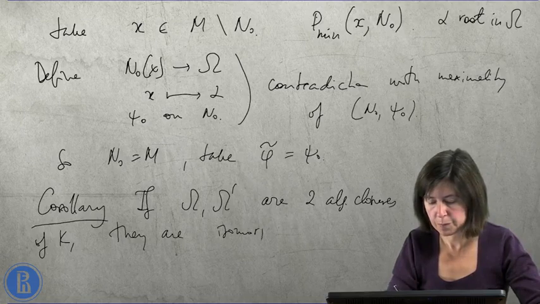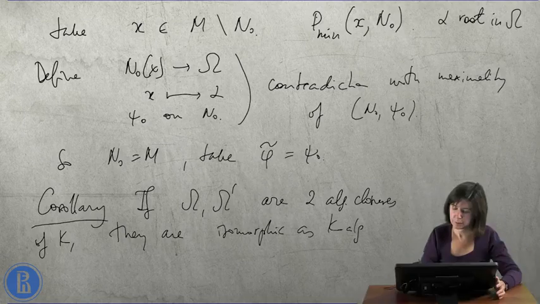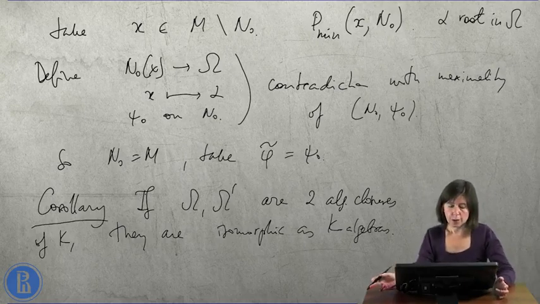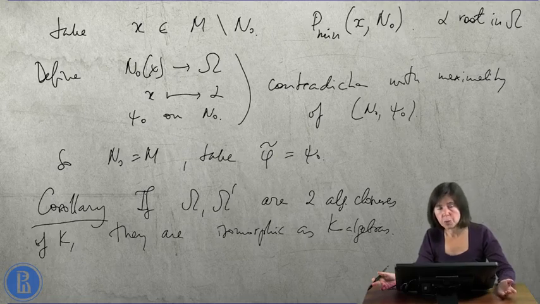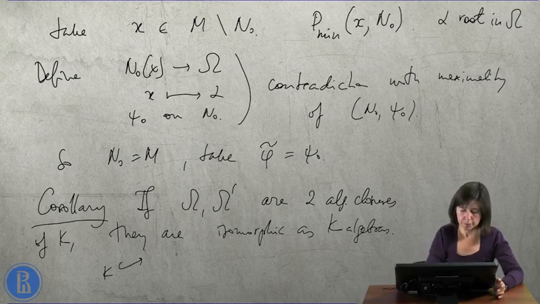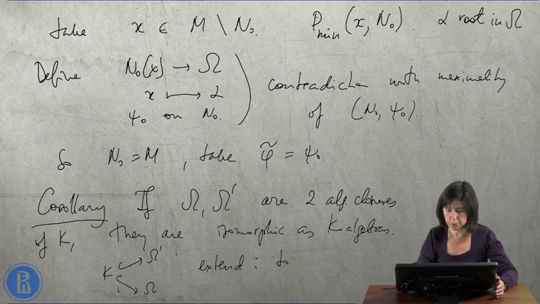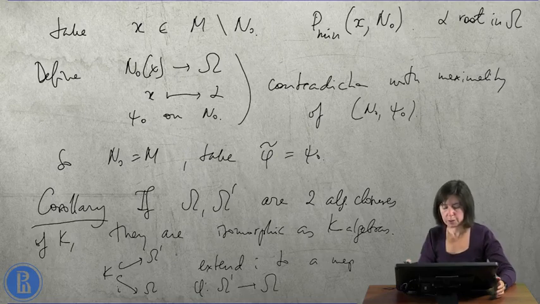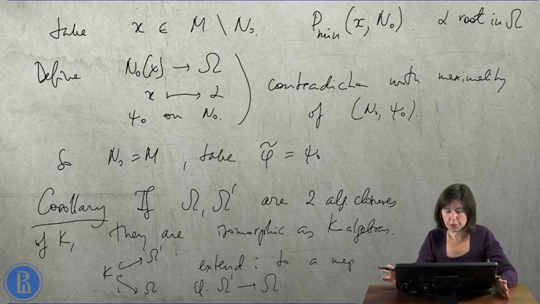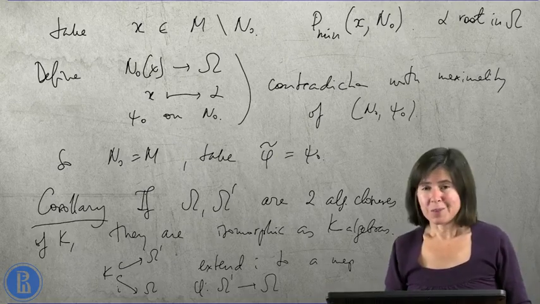Isomorphic as K algebras. Since you have an embedding of K into omega and into omega prime, and then you extend it to a map phi from omega prime to omega. And in fact, since you can do it in the other direction as well, you eventually obtain that such a map must be an isomorphism. Okay, that's all for today.